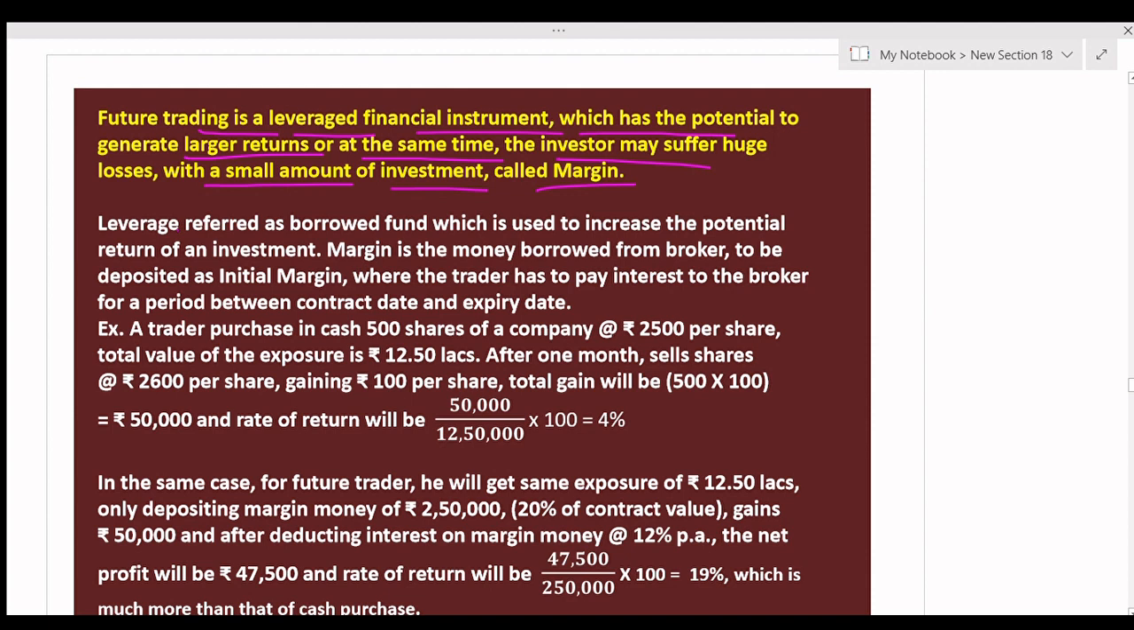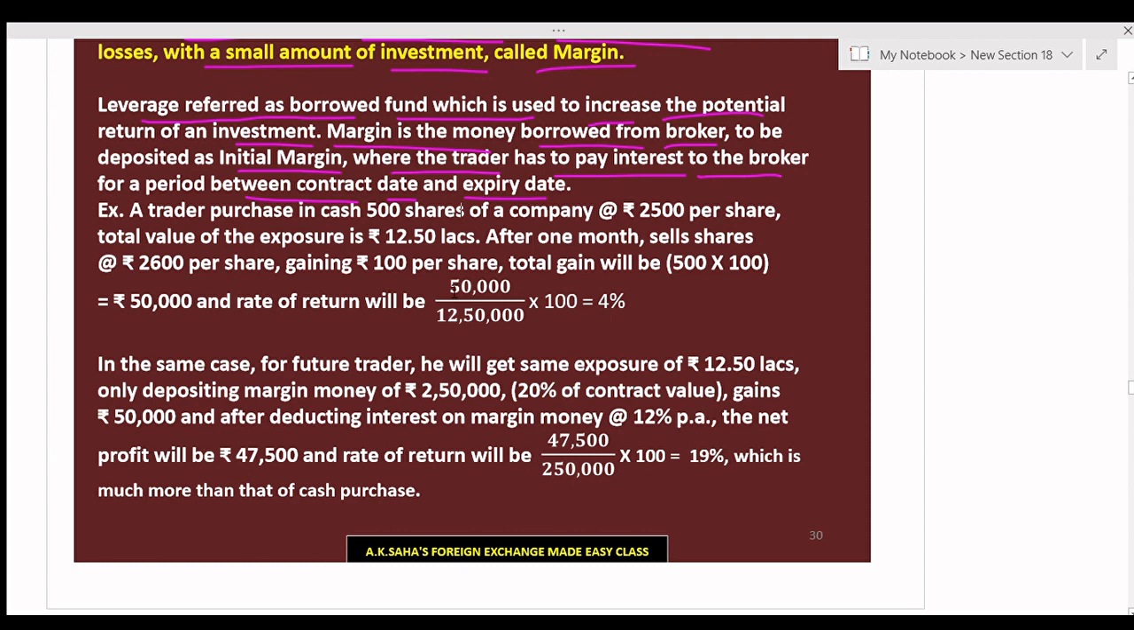Now come, leverage is referred to as borrowed funds which are used to increase the potential return of an investment. Margin is the money borrowed from the broker to be deposited as initial margin, where the trader has to pay interest to the broker for the period between the contract date and expiry date. Now, how the futures trader will gain or lose is explained from an example.